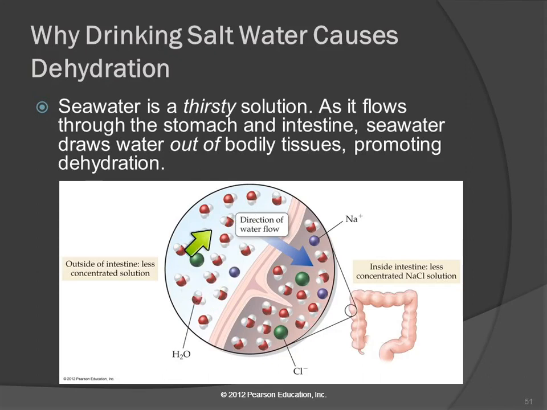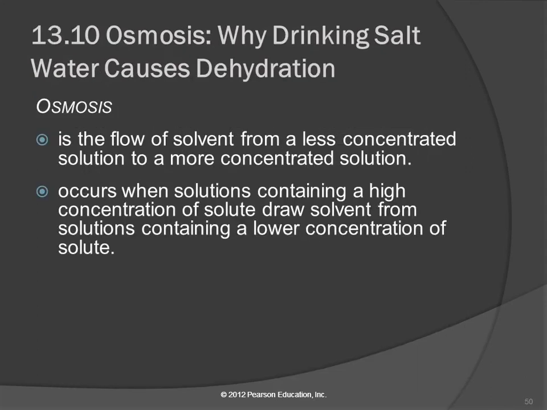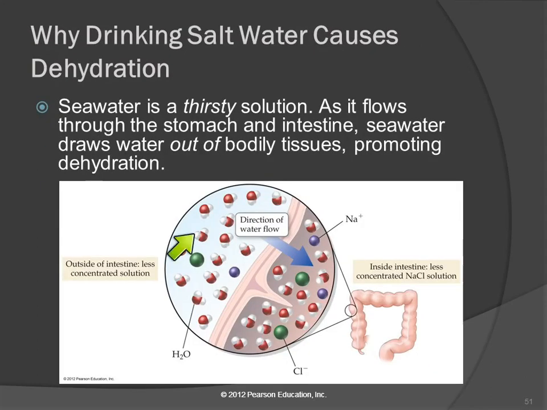So here on the other side of the intestinal wall, your body is mostly aqueous solutions. So there's an aqueous solution here. It has some salt in it, but at a lower concentration. And so what's going to happen is this salt water, which we say is a thirsty solution, is going to pull water through your intestinal membranes into your intestines and out.